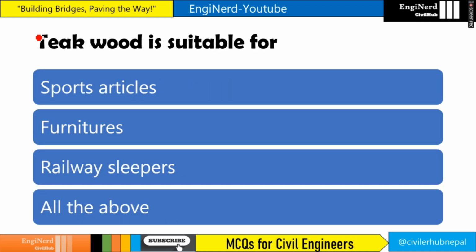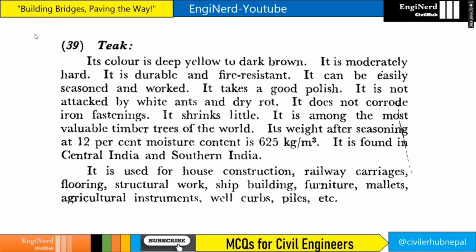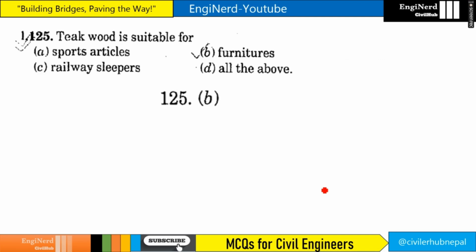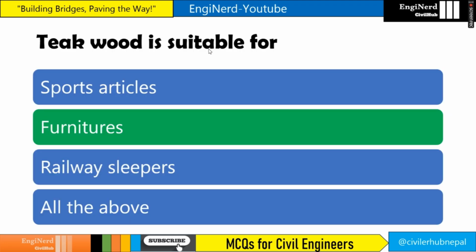Teak wood is suitable for, so if you see here in teak, it is written as furniture, right? So answer will be furniture, and it is also given in the book of Agor, question number 125 in Agor's book, and answer is B, furniture.